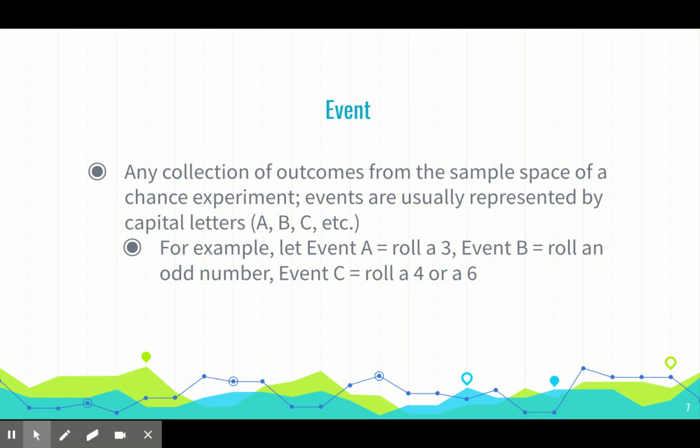An event is any collection of outcomes from the sample space of a chance experiment. Events are usually represented by capital letters, like A, B, C, and so on. For example, we could let event A be roll a 3, event B be roll an odd number, and event C be roll a 6 or a 4.